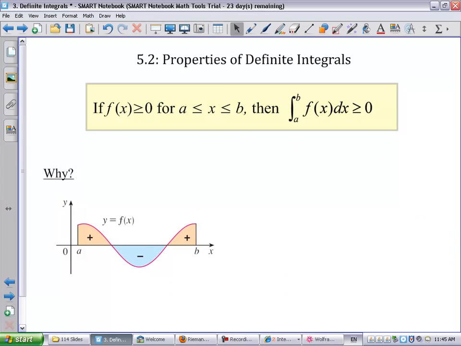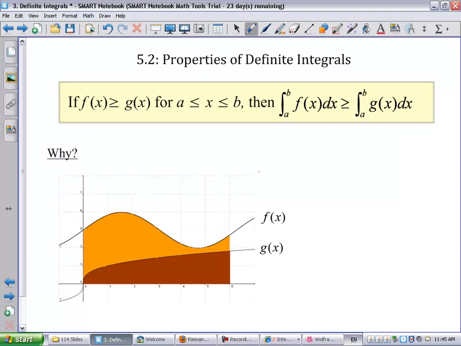All right, so what else? If you have a function that's always positive, then your integral has to be positive. Well, that makes sense, right? Because you're taking a positive area. If you have a function that's always bigger than another function, then its integral is going to be bigger because look, this area for the f of x contains the area for the g of x. So it's got to be a bigger area.